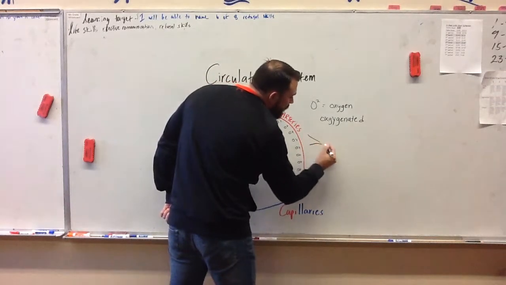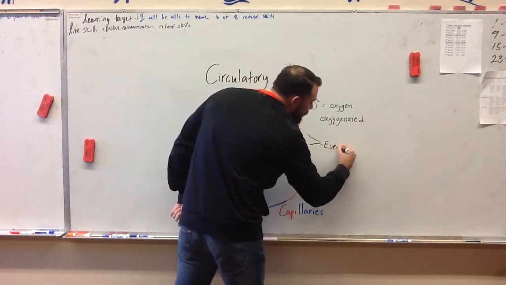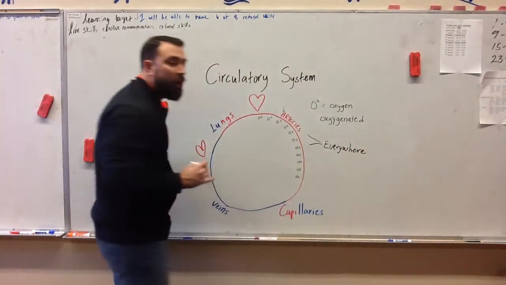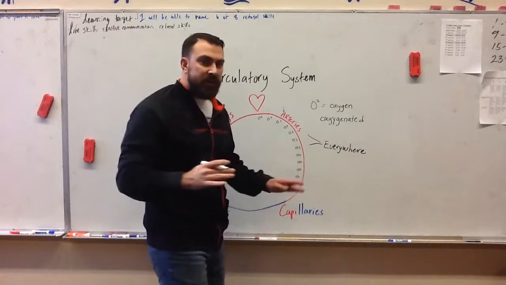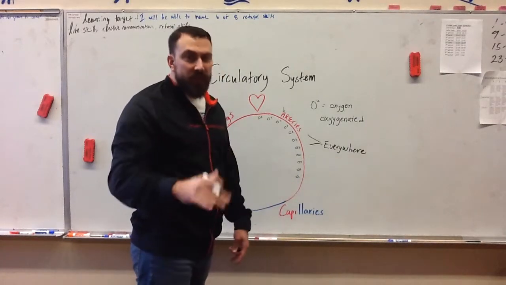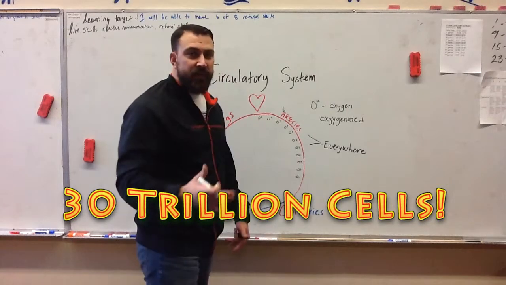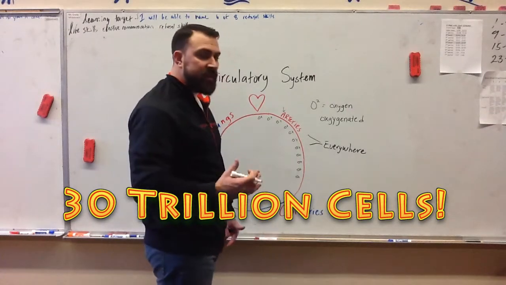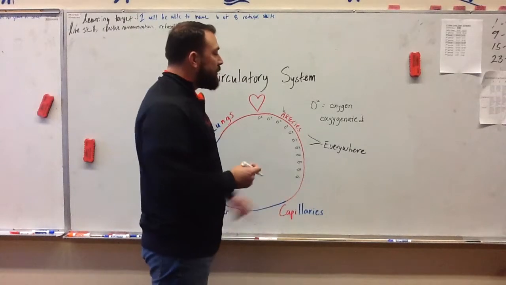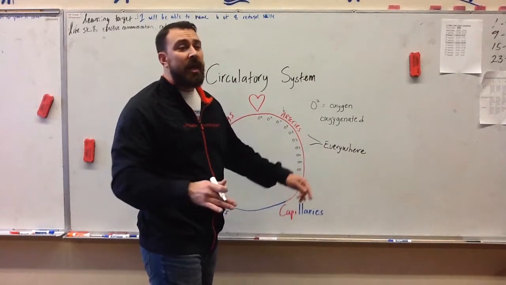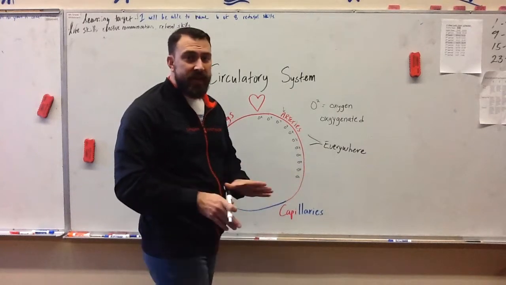Okay? Everywhere. Everywhere in your body. It doesn't matter where it's at. We have trillions of cells in our body. We've talked about cells before, and I'm going to have another video about cells. So if you forget what a cell is, I'll go over that. But everywhere in your body needs oxygen to survive. If you don't have oxygen, that part of your body dies. It's as simple as that.